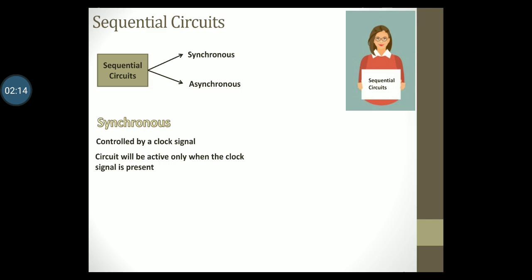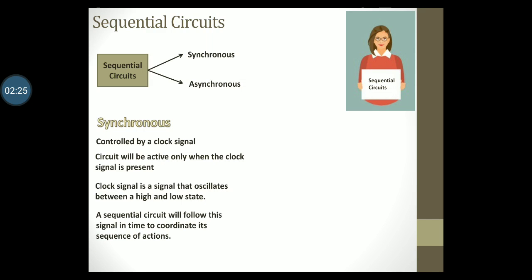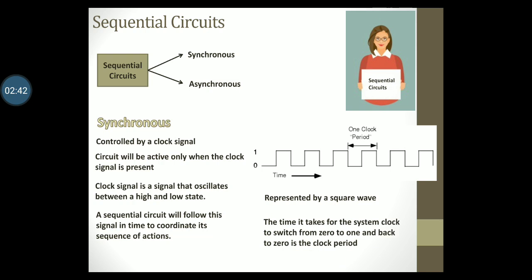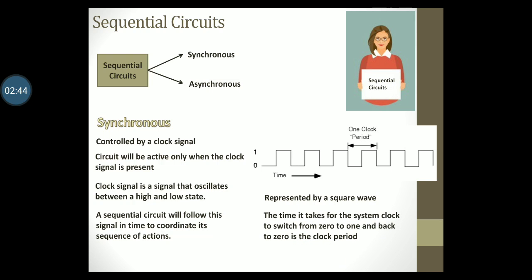So what is this clock signal? A clock signal is a signal that oscillates between a high state and a low state. A sequential circuit will simply follow this signal in time to coordinate all its actions based on the clock signal. So this is what a clock signal will look like. It is represented by a square wave, and the time it takes for the clock to switch from 0 to 1 and back to 0 is a clock period.